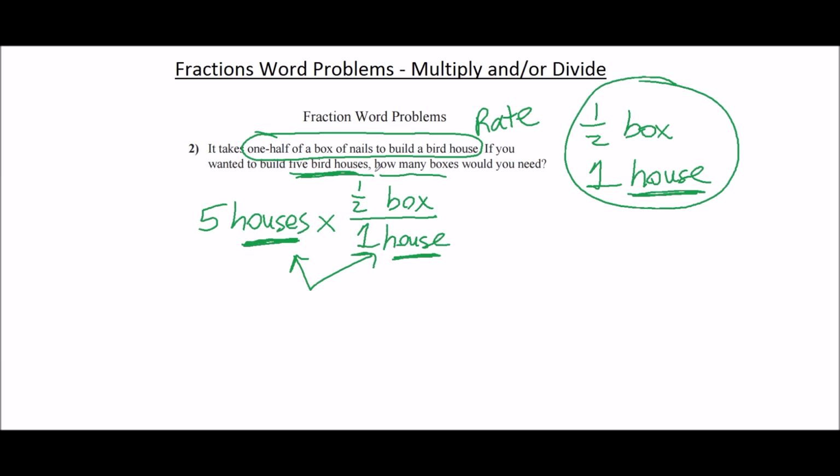From there, you just have to remember, alright, it's just going to be that first number, 5, multiplied by the top number, which is 1/2, divided by the bottom number. So this is now the work that we're going to do. 5 times 1/2 divided by 1.